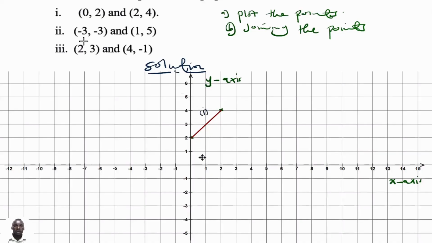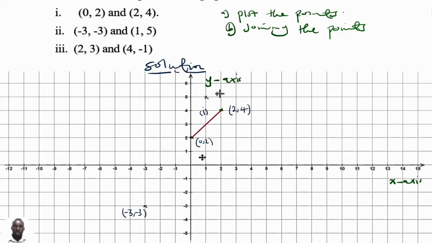Let us proceed to Roman numeral 2. We have to plot (-3, -3). So negative 3 on the x-axis and also negative 3 on the y-axis. So the point is simply here. There we have plotted, and this is the point (-3, -3). Even here it was (0, 2), then here it was (2, 4). So in here we have so far plotted (-3, -3). We need also to plot (1, 5). So (1, 5), it's gonna be here.